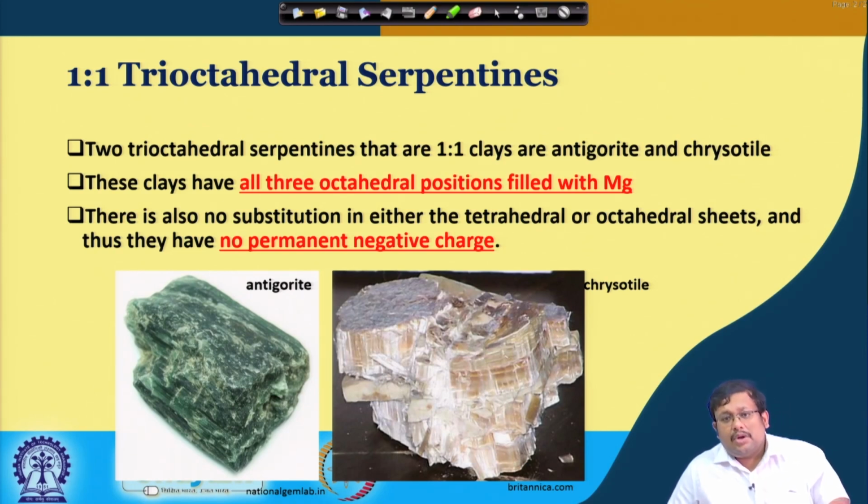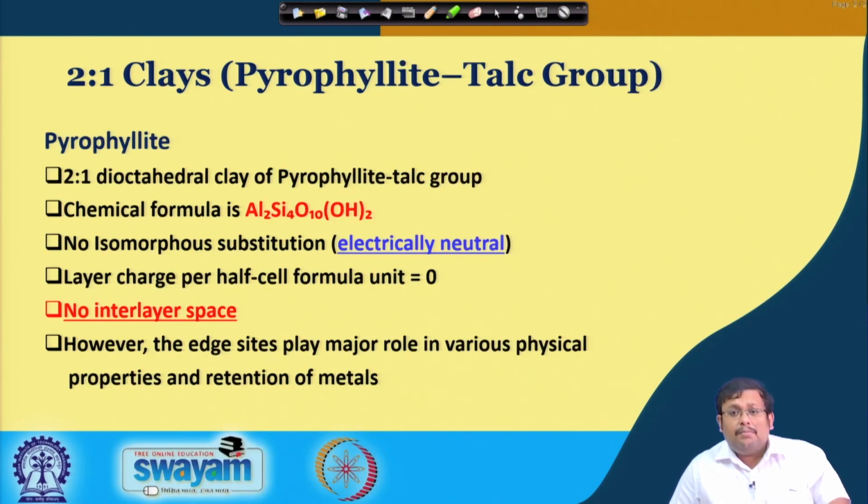The permanent negative charge always develops due to isomorphous substitution. Where there is no isomorphous substitution, just like in kaolinite, there will be no negative charge development. Similarly, in the case of this 1:1 trioctahedral serpentine, as you can see, I have shown you the picture of antigorite and chrysotile. Both of them don't show any kind of isomorphous substitution. As a result, they have no permanent negative charge. So, we have completed the 1:1 type of clay mineral. Now, let us move to 2:1 type of clays.